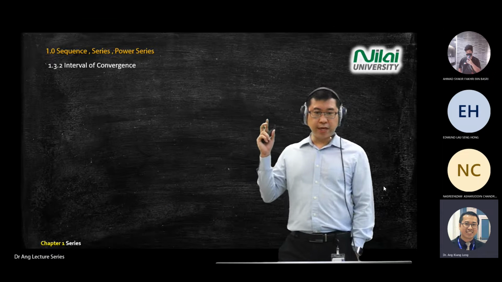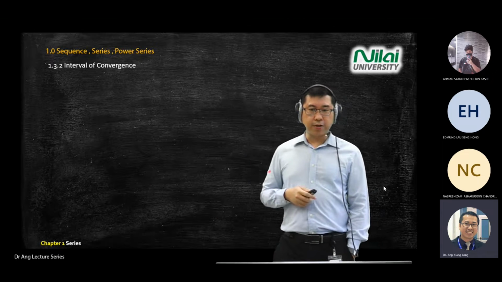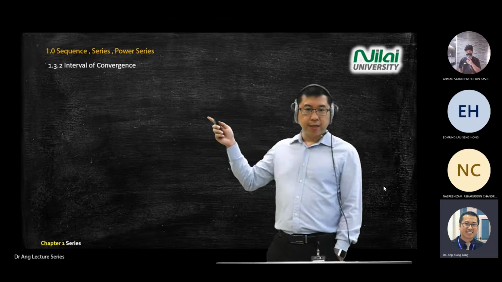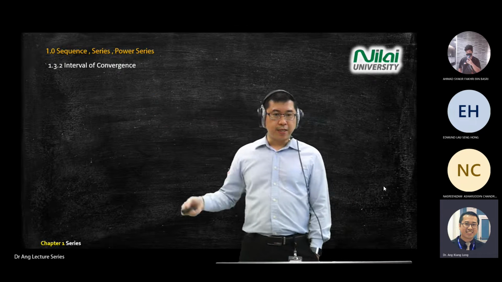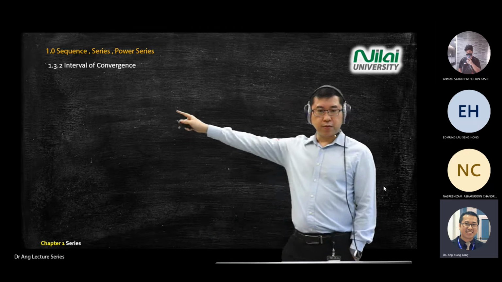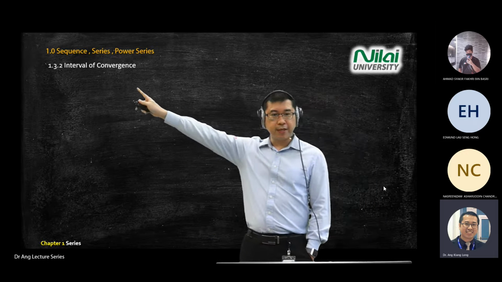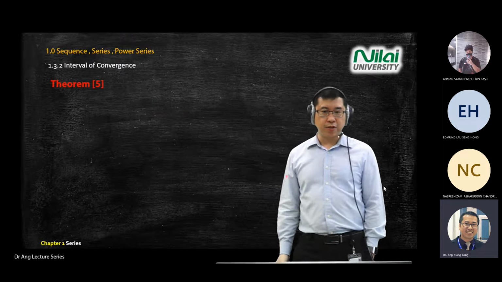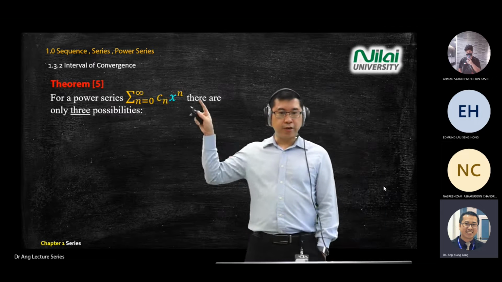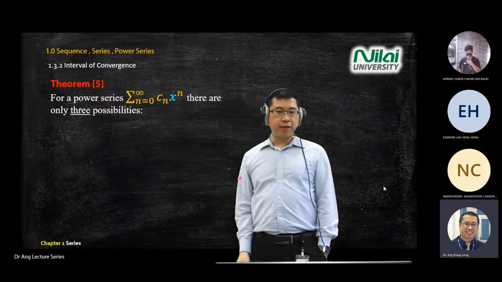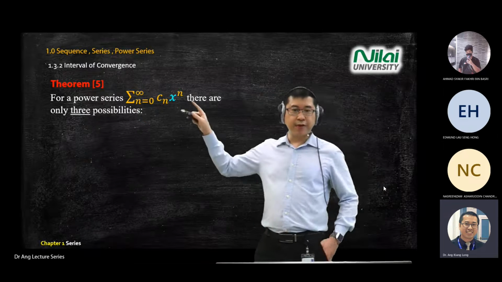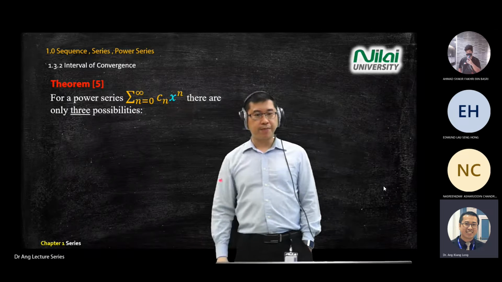We go for another 2 or 3 more slides, then we stop. Another one is interval convergence. We look at one more concept, then we stop. Interval convergence. We have one more theorem here. Theorem means truth. We have come to the fifth one, the fifth theorem.